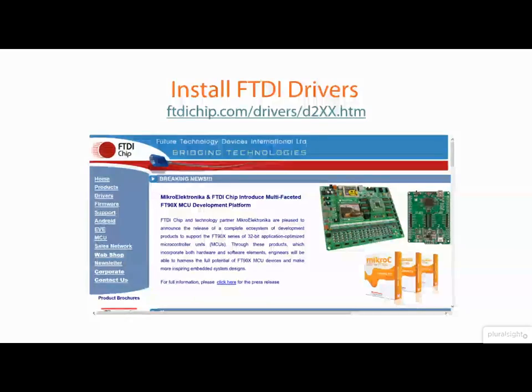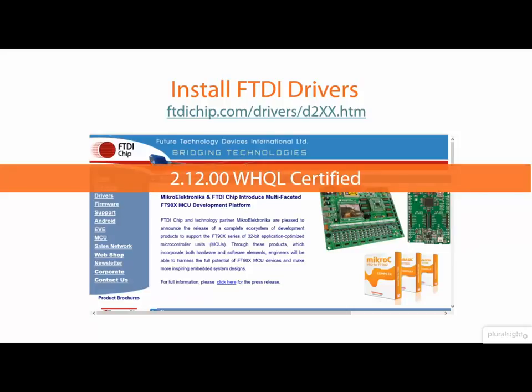The first thing we need to do is install a couple of drivers. First, we download and install the FTDI drivers. FTDI is the company that makes the chip on the Edison that allows you to connect to it by way of USB. So you need these drivers from the get-go to get connected to your board. You find these drivers at ftdichip.com, specifically at ftdichip.com/drivers/d2xx.htm. Now, as of this recording, the latest version of the driver that you should look for is called the 2.12.00 WHQL certified. Installation of this driver is pretty straightforward, and I don't expect that you'll run into any surprises.